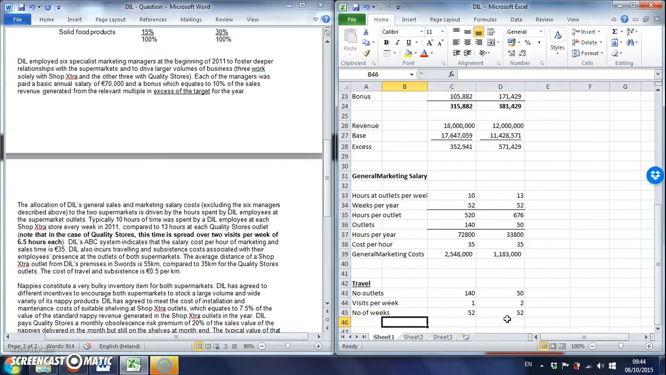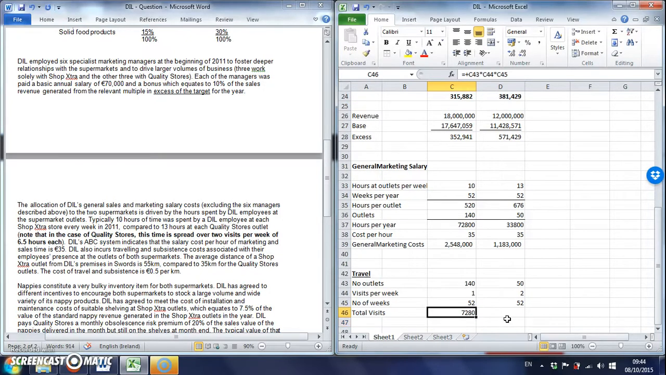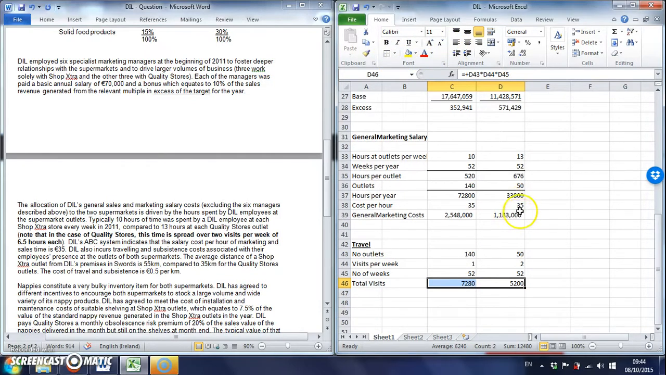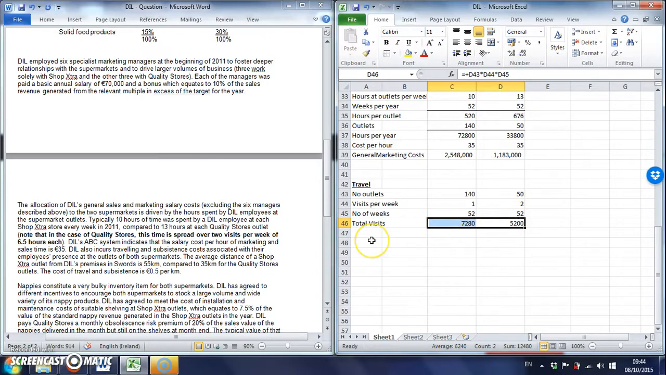So the total visits to each Extra store or each is 140 times 1 times 52. So you had 7,000 visits to Extra stores in the year and 5,200 visits to quality stores. And based on that then, the average distance in return will be 110 here, 55 each way, and 70 here. So you just get the total distance, total travel.